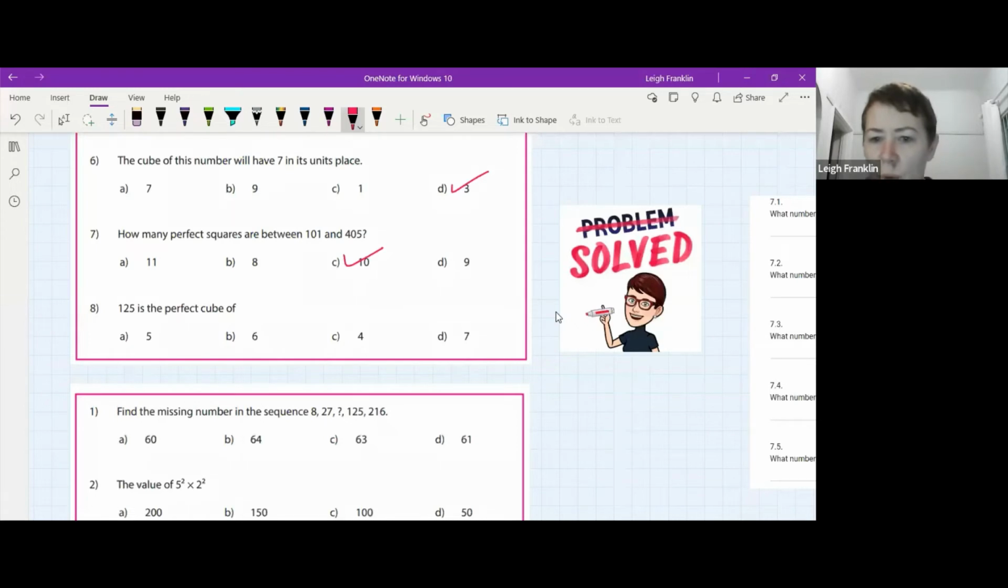Okay, so now the next one, Koliswa. 125 is the perfect cube of what number?